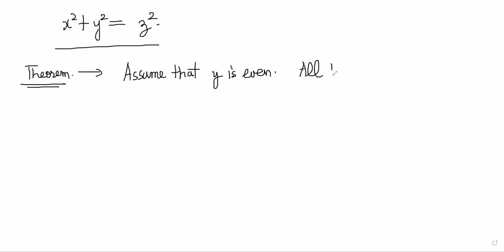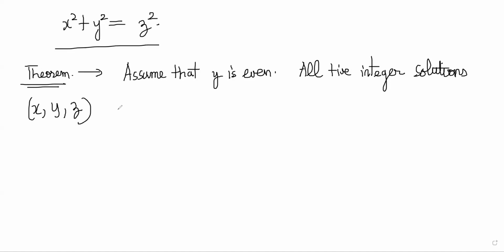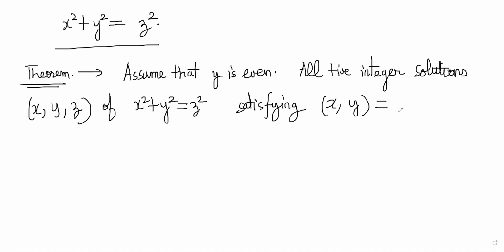All positive integer solutions x, y, z of x square plus y square equal to z square, satisfying the condition that x and y are co-prime and 2 divides y. Y is even and x and y are co-prime, right?